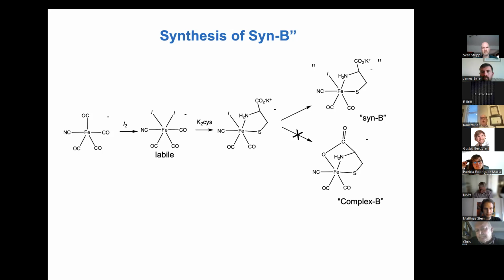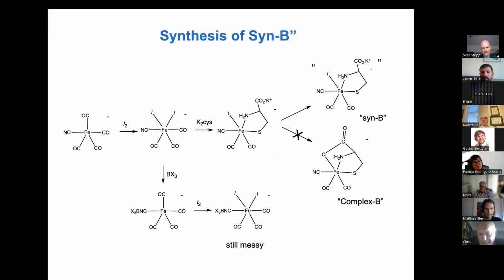And we assume we make something as in the middle, but we definitely don't make complex B. We make something we call SynB. And that's maybe the initial compound that is formed. It would be nice if it was that simple, but it's not quite that simple. We've tried to tame this system. We're trying to figure out why it's misbehaving. One side thing is we've tried to attach borane. We have attached boranes to the cyanide. It slightly stabilizes things, but it doesn't really clean up the whole business.